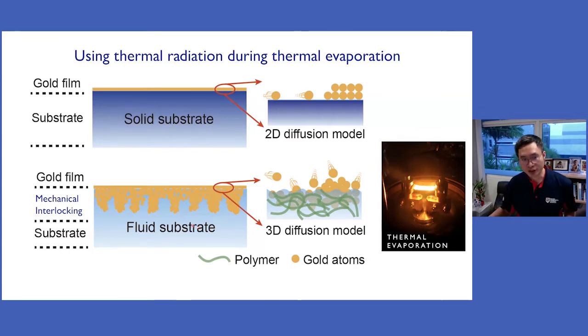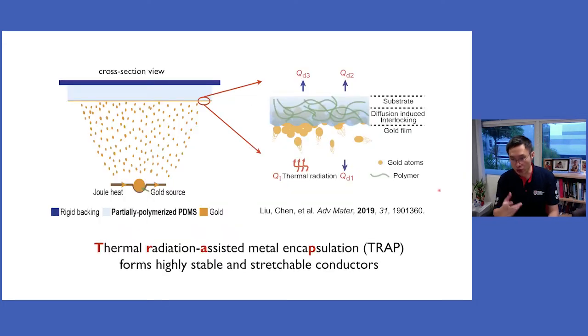Then we can thermally deposit metal on top, and because it's kind of liquid, the gold will penetrate inside. During the thermal evaporation, you have so-called thermal radiation. This thermal radiation will further polymerize the remaining PDMS monomer. So in this case, the metal will be encapsulated inside. This is the idea we developed, and we call this approach TRAP, T-R-A-P: thermal radiation assisted metal encapsulation.